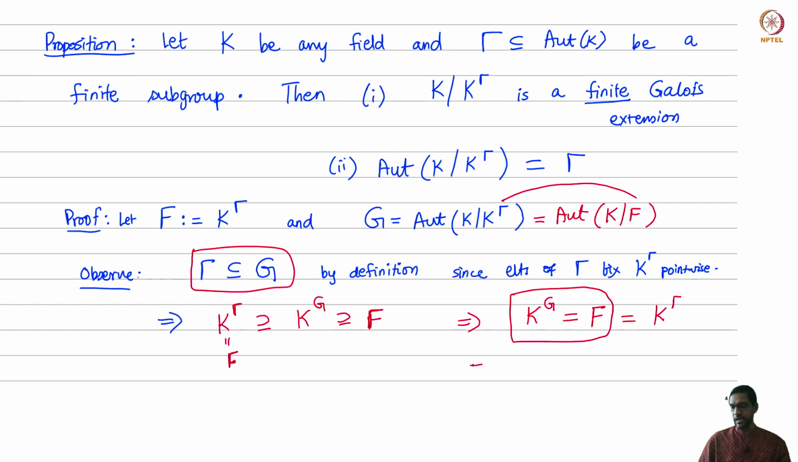Further, this statement that K^G is equal to F says, just like we did in the previous part, that G is exactly the group of automorphisms of K over F, and if the fixed field of this group is F, this exactly means that K over F is Galois. This is the equivalent characterization, our previous theorem characterizing Galois extensions in terms of fixed fields. So that's proved the first part, because finite we already knew. Now let's do the second part. We need to check that the automorphism group is exactly gamma.